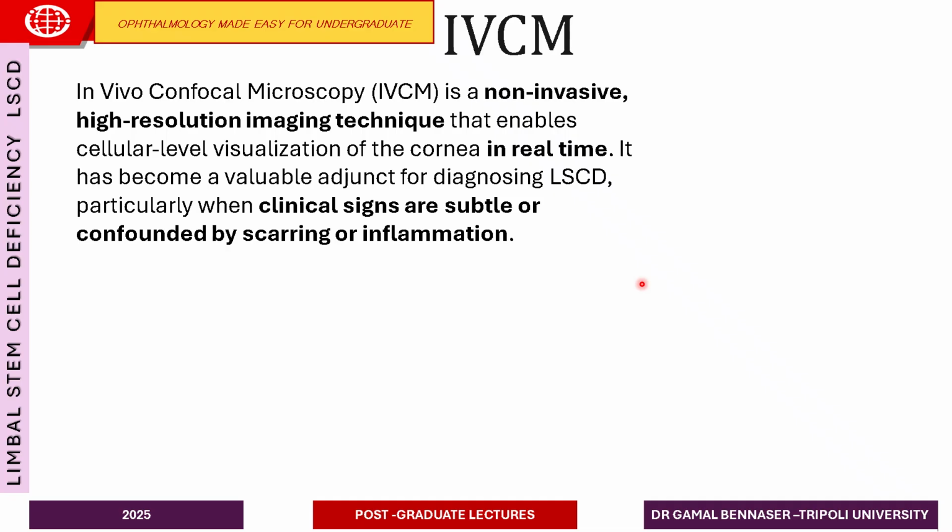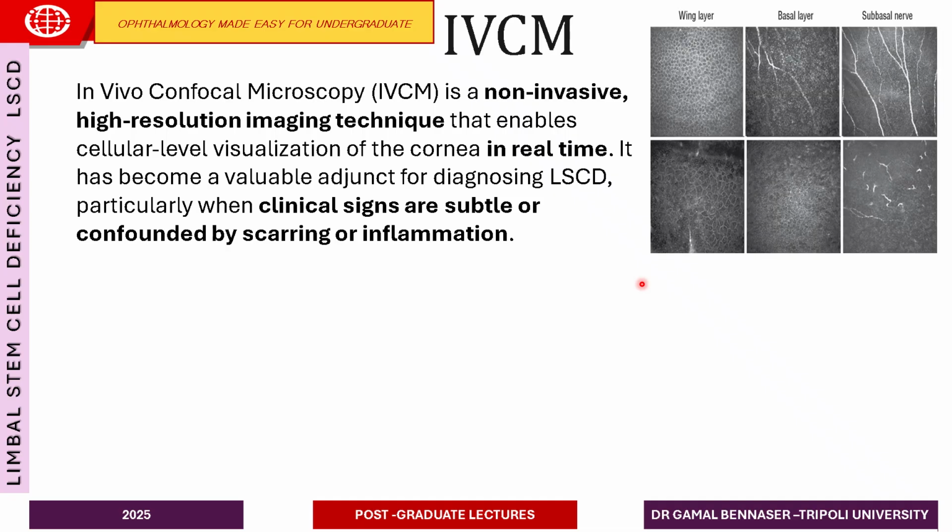as I said earlier. So, as you can see, this is the picture of a normal confocal scan showing the wing cell layer, basal cell layer, and subbasal nerves. Now, the subbasal nerves are very important for us because they are highly sensitive and highly specific for limbal stem cell deficiency, and it is an early pathognomonic sign that even predates the occurrence of conjunctivalization and neovascularization of the cornea. So you can see here, this is the normal cornea and this is the abnormal cornea in a patient with limbal stem cell deficiency.